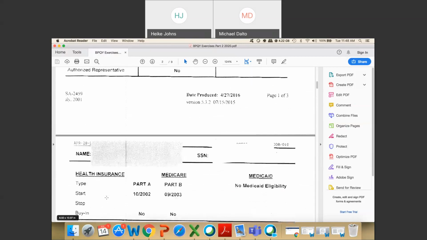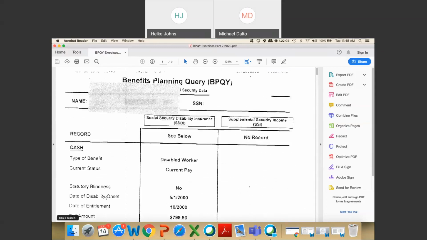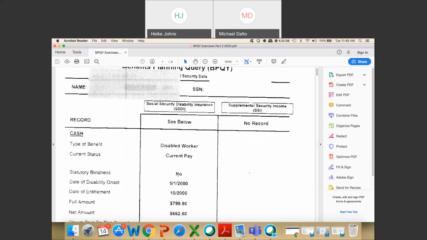All right. And for the same BPQY, we're now going to check using the other tool, the SGA within 12 months of disability onset tool, step by step to see if this person may have done SGA within 12 months of onset. So the tool asks, does the person have statutory blindness? Well, we look on page 1 of the BPQY, statutory blindness says no.